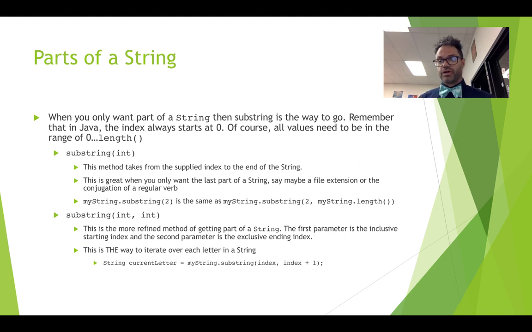Now, I'm not purposely showing the code for that, but as you can see right here, I have String currentLetter equals myString.substring passing index comma index plus one, which will let you go letter by letter by letter if you're using that inside the body of a loop that uses index as the looping variable. Great way to parse through a string and do cool things based on the letters involved.